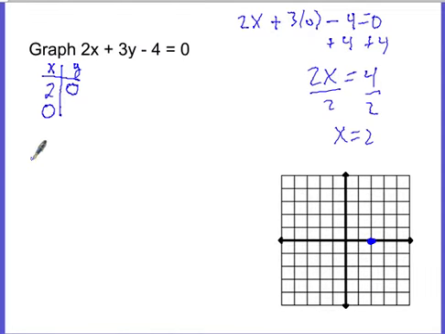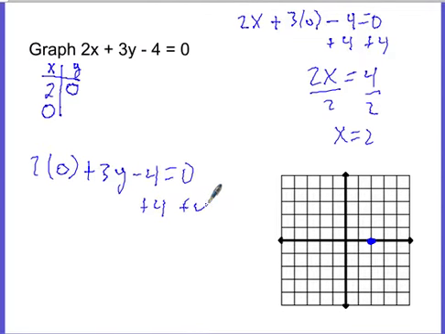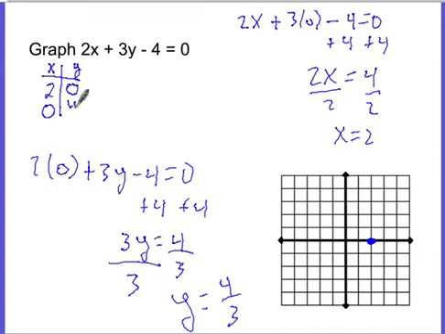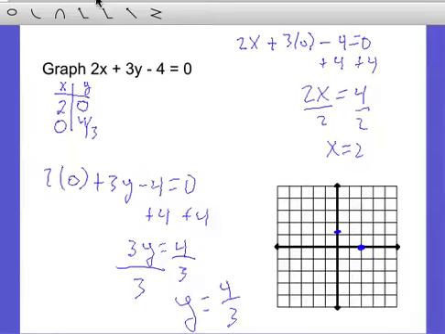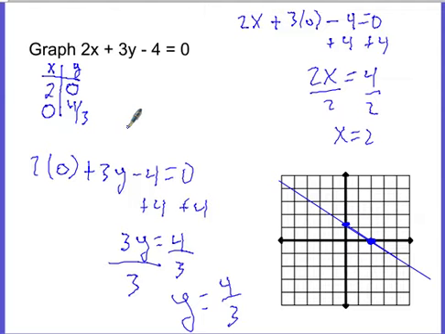Now we'll put a 0 in for x. So 2 times 0 plus 3y minus 4 equals 0. Add 4 to both sides, so 3y equals 4. Divide by 3, so y is 4/3. So my y-intercept is 4/3. That's 1 1/3, so I can put it right there. I'm not going to get this perfect, but that's going to be pretty close. Okay? We good with graphing using intercepts?